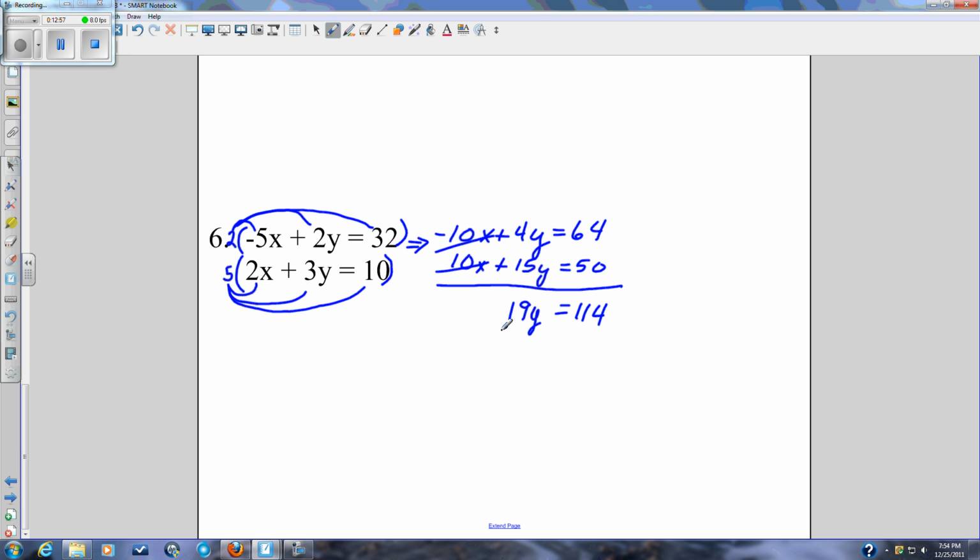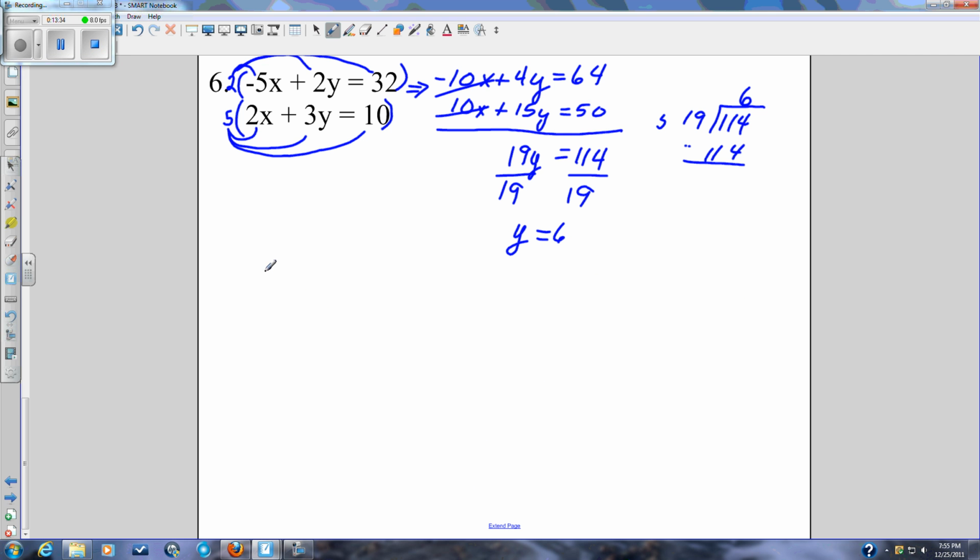Now, we want to get y alone. So we're going to divide everything by 19. And so we have 114 divided by 19. And so we want to know how many times does 19 go into 114. So let's start off trying 6. 6 times 9 is 54. 6 times 1 is 6, and 5 is 11. So sure enough, it goes in 6 times. So y is 6.